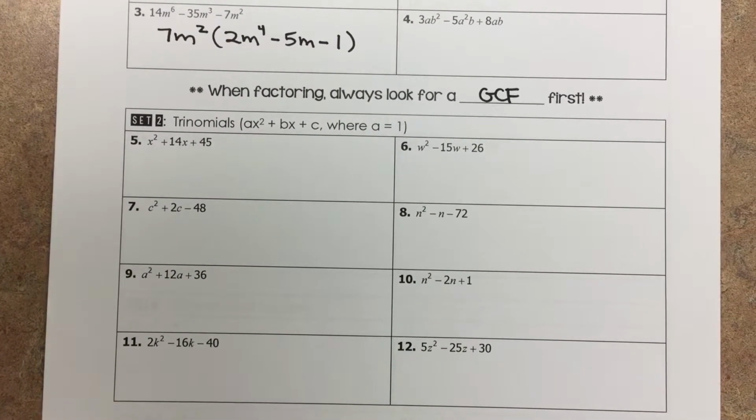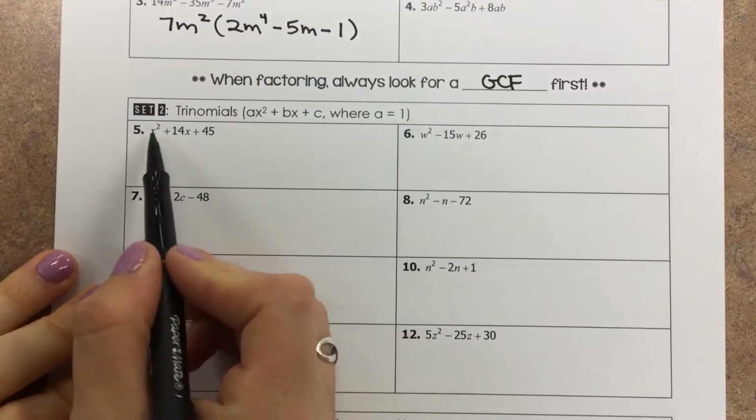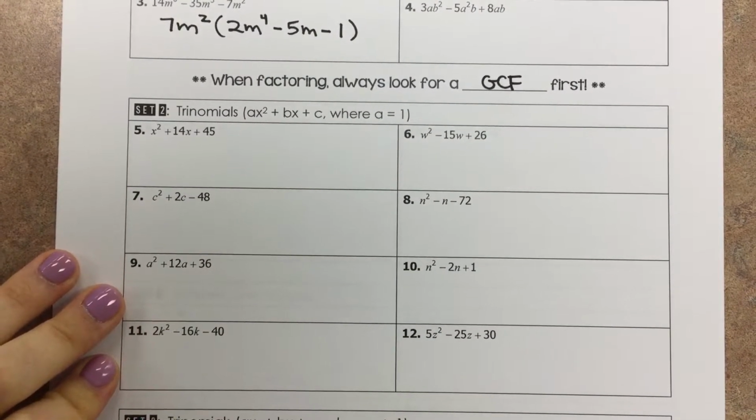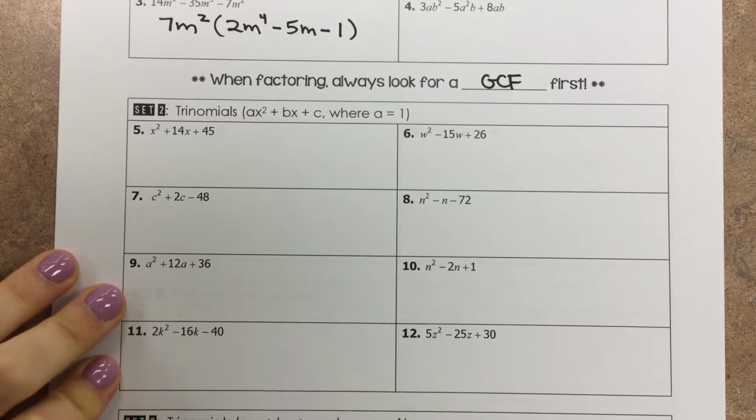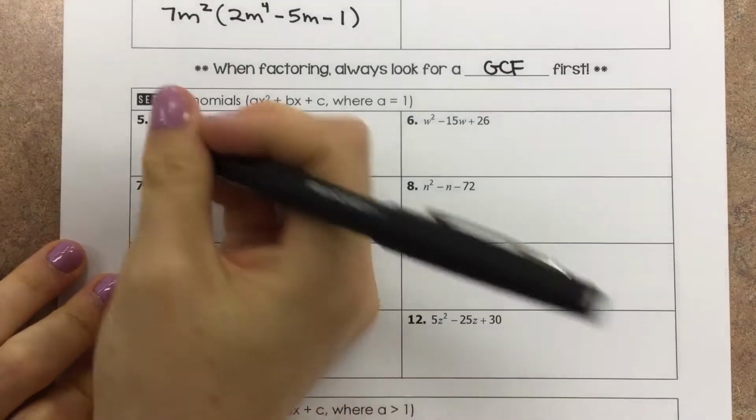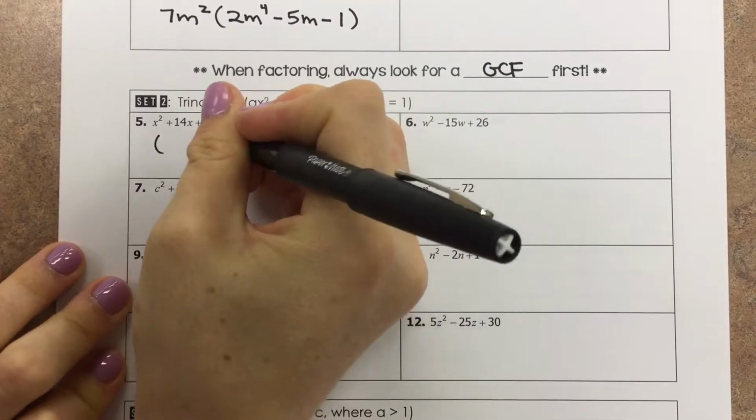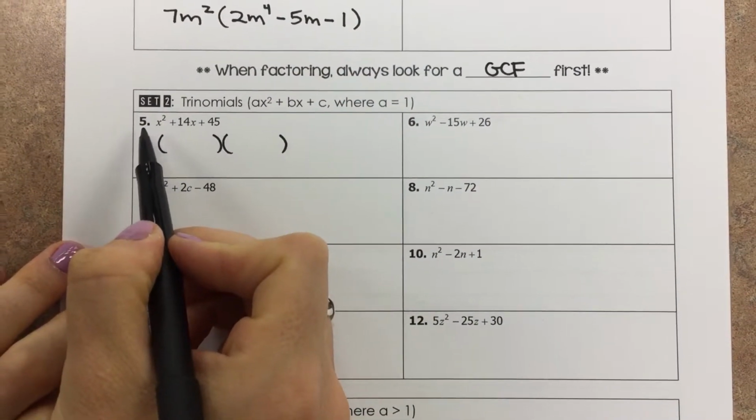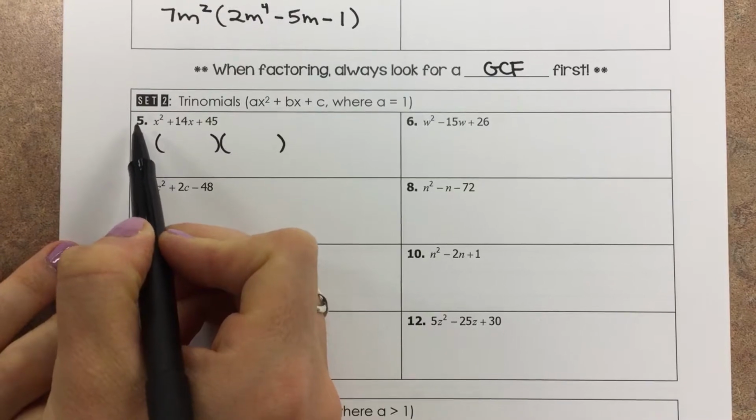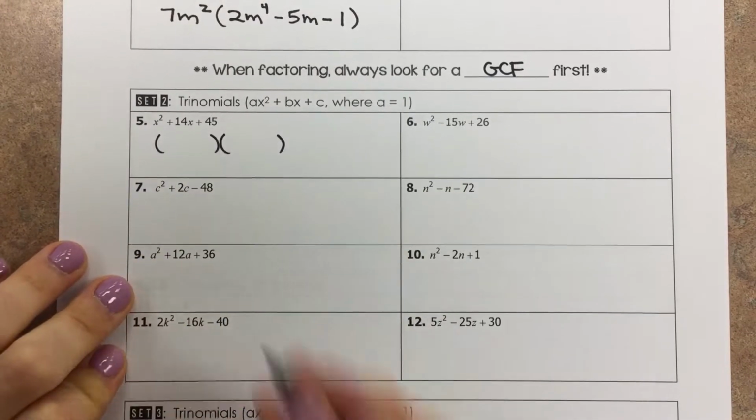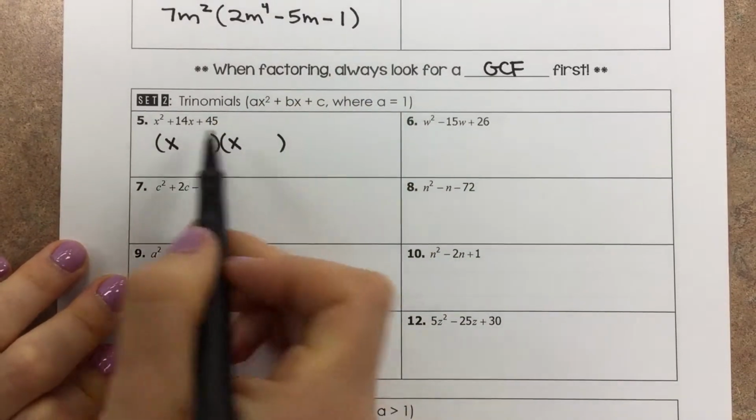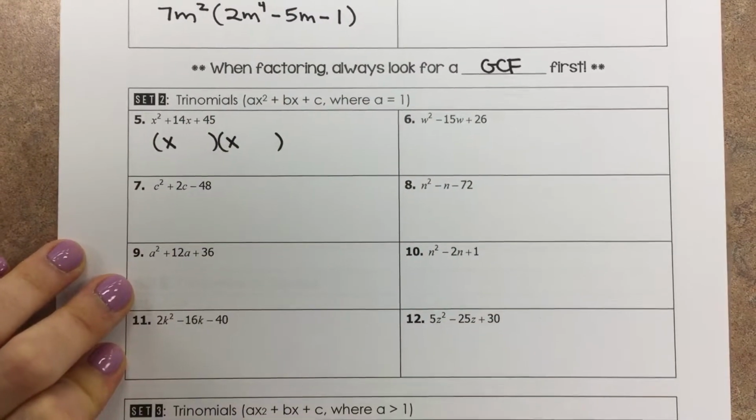So we start with number 5. Remember, always look for a GCF first. So is there anything that all 3 of these have in common? And there's not. So then we just go right into factoring. So factoring is the reverse of foiling. So I want you to think, all right, there's going to be 2 binomials here. Start with the first. So if you think of the first for FOIL, x squared must have been this times this. So x squared was x times x. So if you think of foiling this back out, you know that would be true.